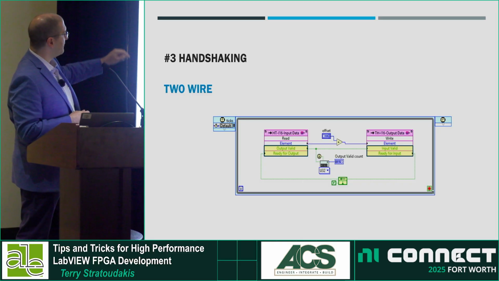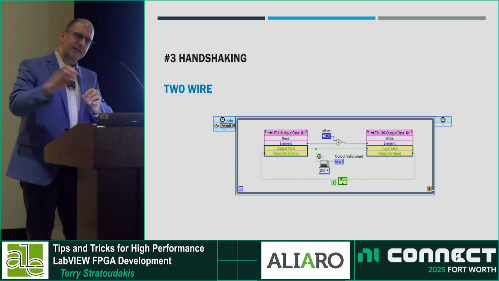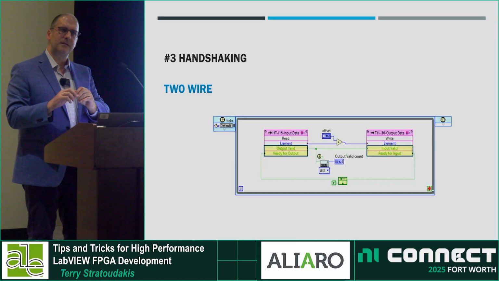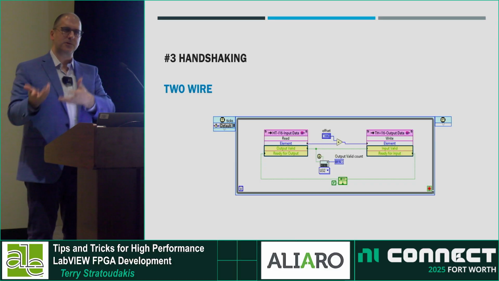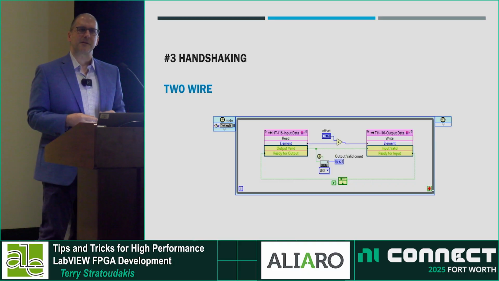Now, the receiving FIFO also has a handshaking terminal called input valid. So that's going to look for input valid. And whenever it sees input valid being true, then it says, okay, that's a value that I'm going to take and do something with it.